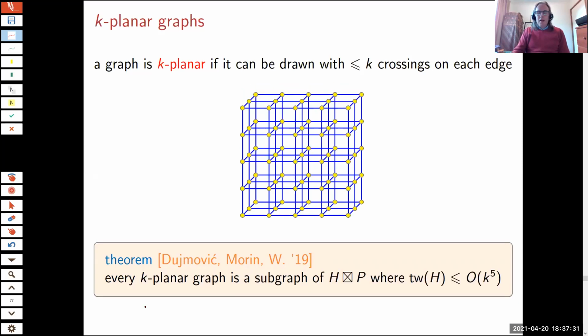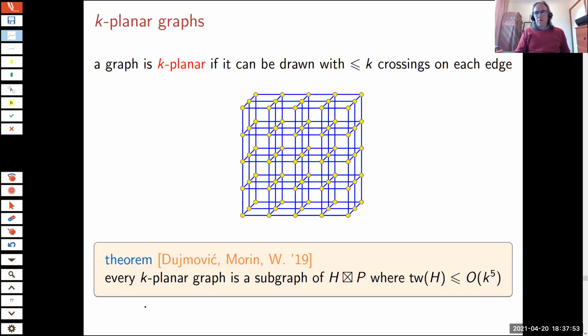Why stop at one planar? Let's have k-planar, where you allow k crossings on each edge. And you get a similar theorem. Every k-planar graph is a subgraph of H times P, where the treewidth of H is bounded by a function of k, and in fact, it's big O of k to the 5.